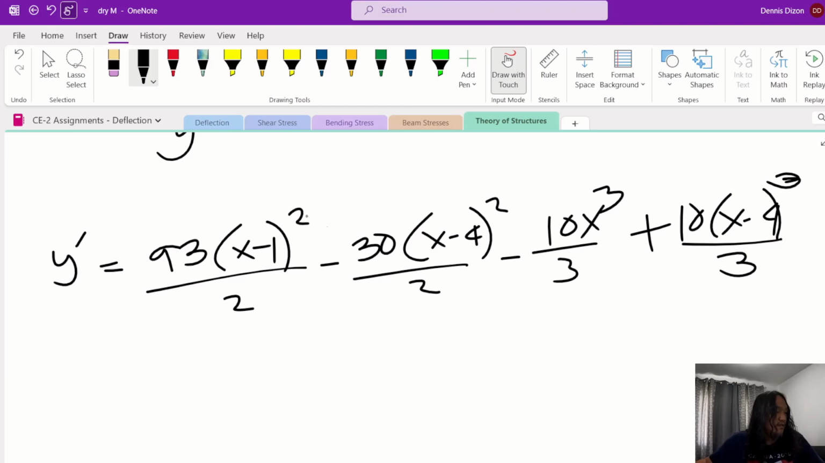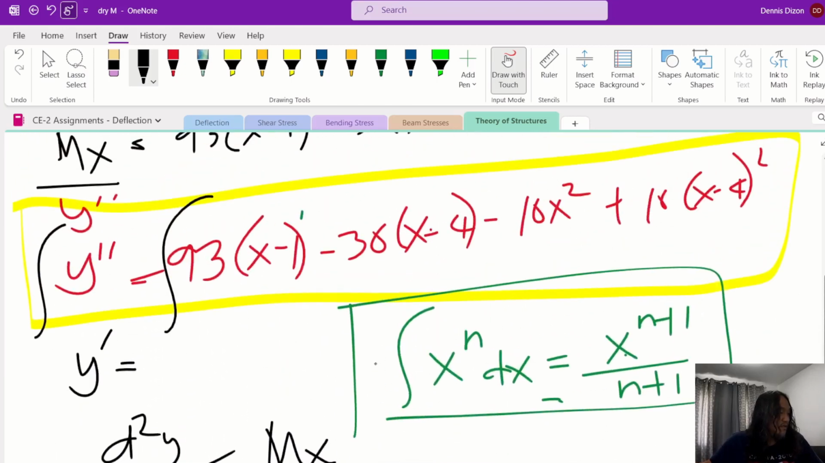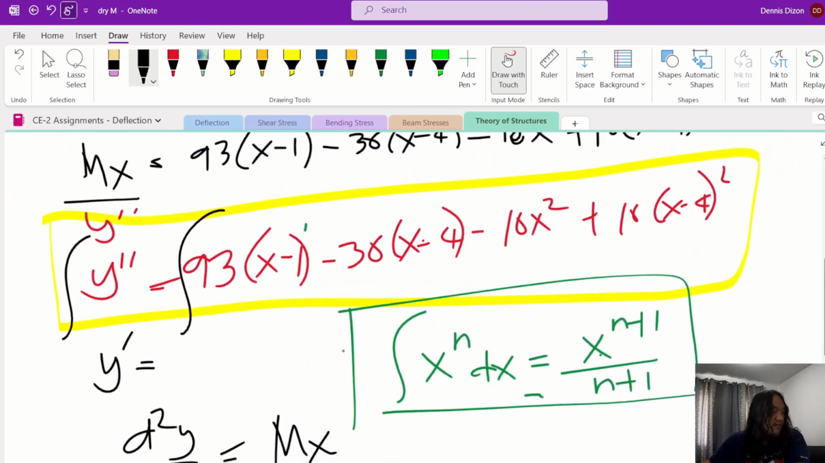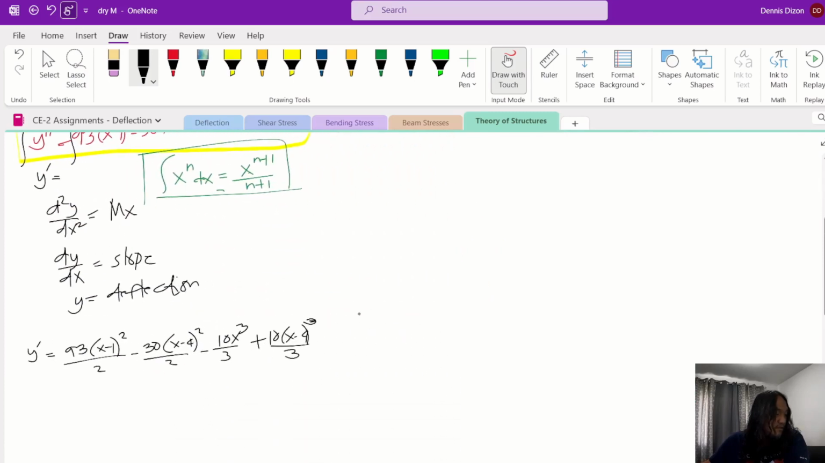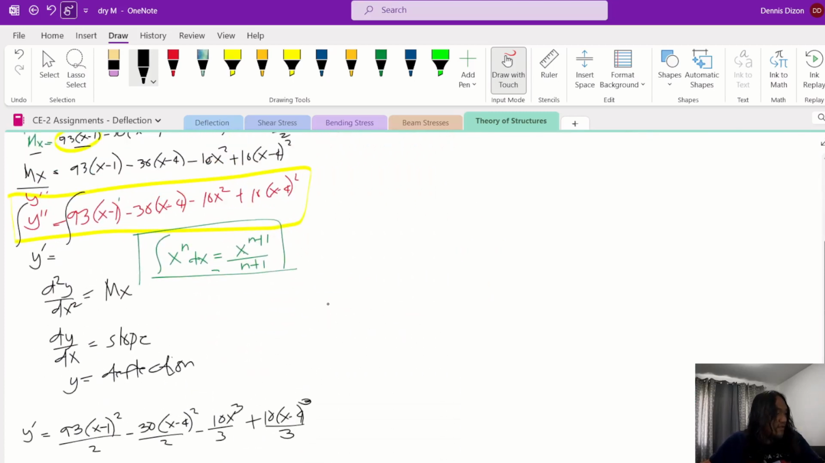So 93 times x minus 1 squared. I will just sum this out first. So 93 times x minus 1 squared over 2, then 30 times x minus 4 squared over 2. 10x squared would become 10x cubed over 3. Then 10 times x minus 4 squared will become cubed over 3.